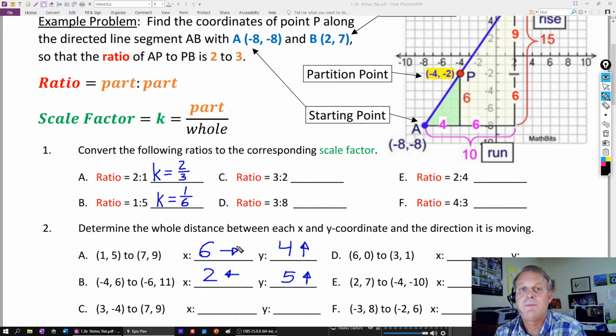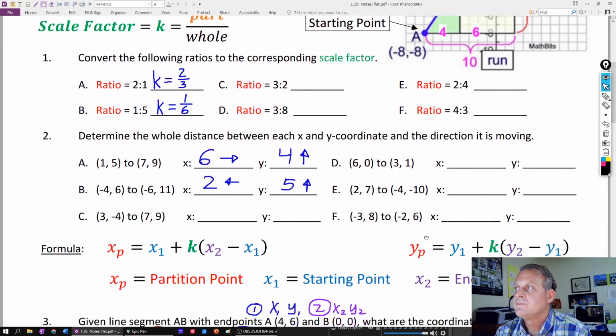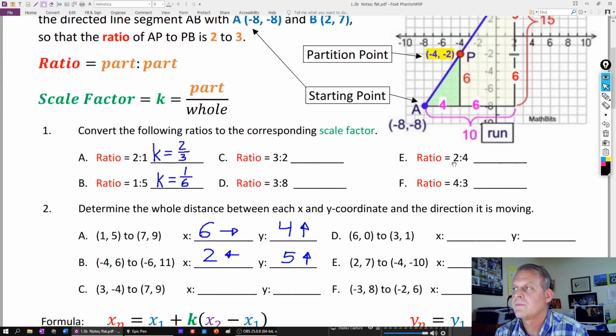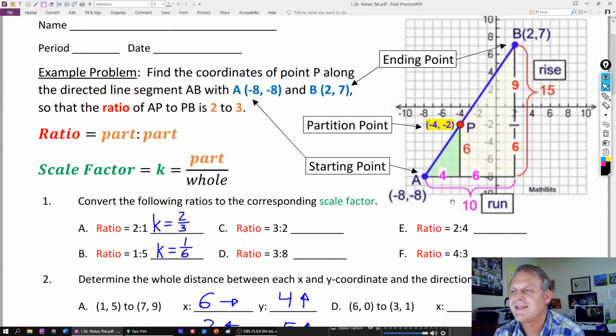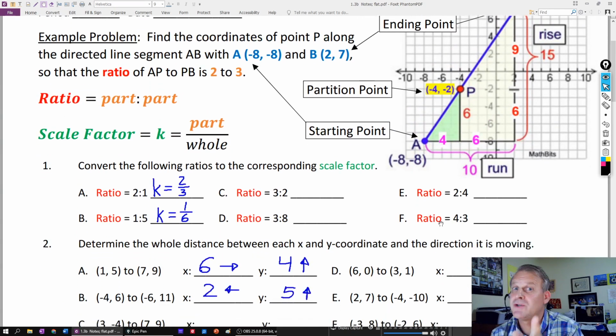Okay, so pause the video now, if you would, and write these out, C, D, E, and F, and do those on your own. Figure out the direction, and then also how many steps you're going in that direction, whether it's the X or the Y. Okay, you ready? Let's go ahead and do the next part. Again, please make sure you pause the video. Don't just copy down what I'm doing. I want you to do all the rest of this work on your own.